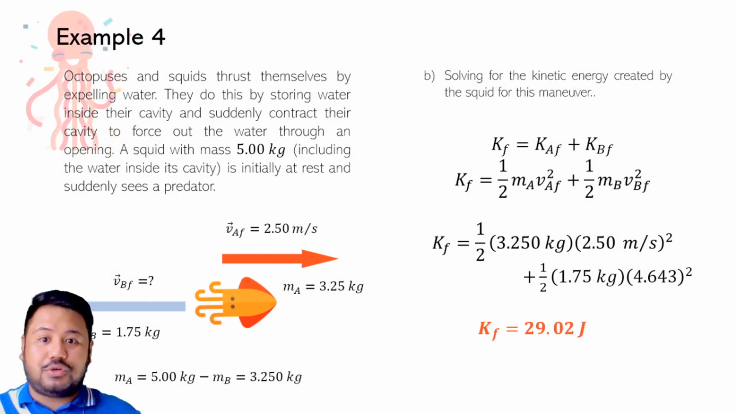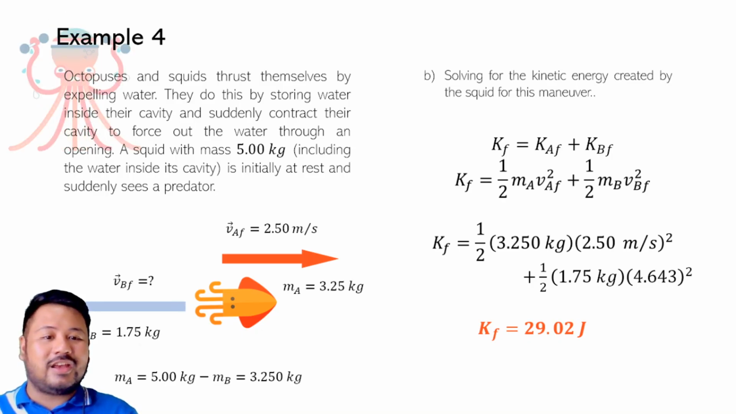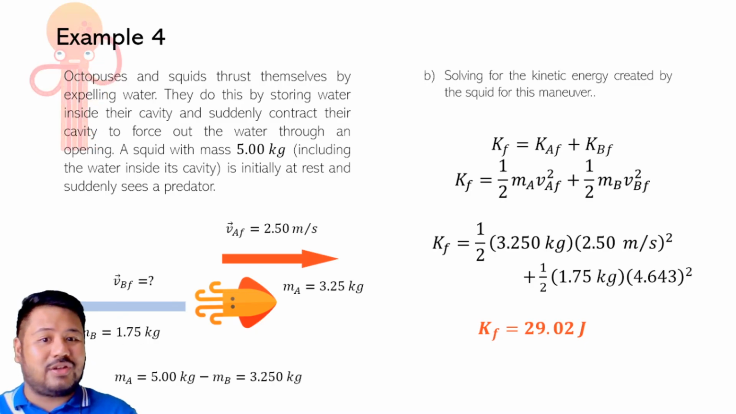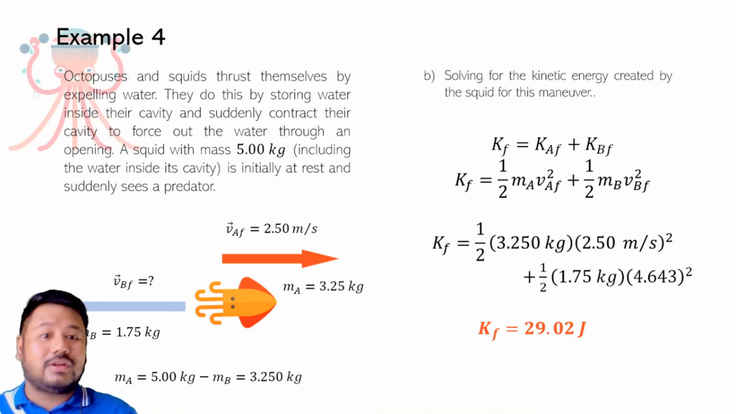We now solve for letter B, the kinetic energy created by the squid for this maneuver. We know that the initial kinetic energy is just equal to 0. We must solve for the total final kinetic energy created by the squid, and that is equal to the final kinetic energy of the expelled water and of the squid. So Kf, or the kinetic final, is just equal to KAf plus KBf.